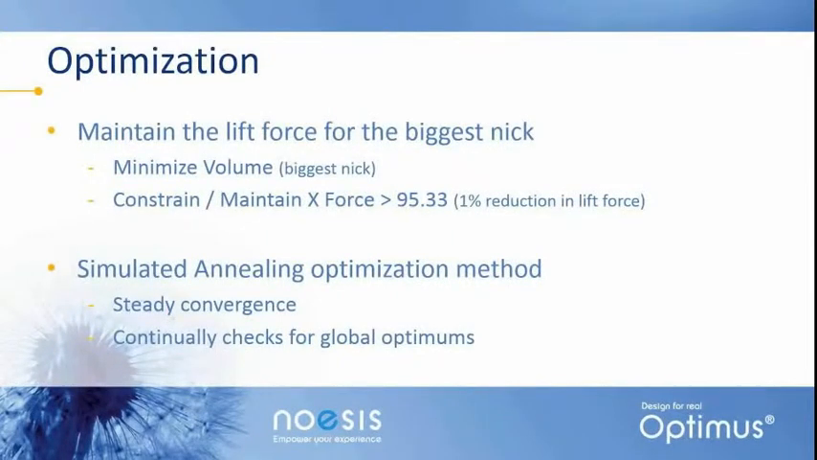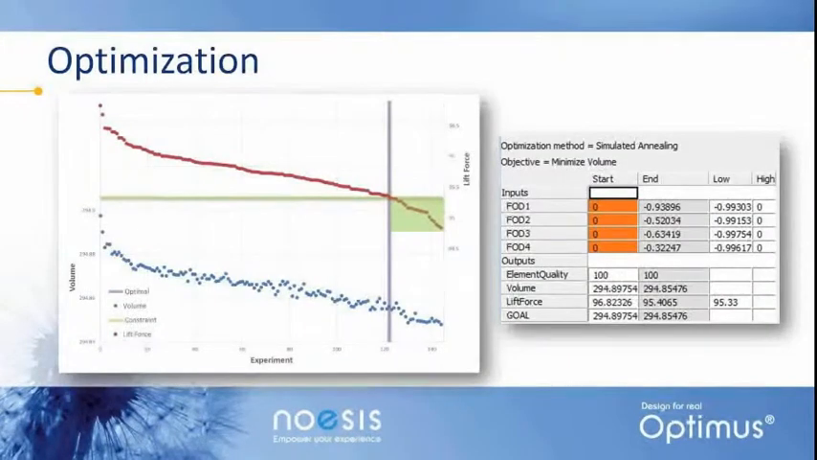For the optimization, we want to find the largest NIC that can be created that will still maintain a feasible lift force. Optimus, again, has a number of optimization methods, but we've selected the simulated annealing method due to its ability to cover the optimization path extremely well and test for a global optimum. We've set a constraint on the lift force at a 1% reduction in the baseline lift force, and we want to minimize volume, which essentially allows us to find the largest NIC that we can have. Here you see the progression of the optimization.